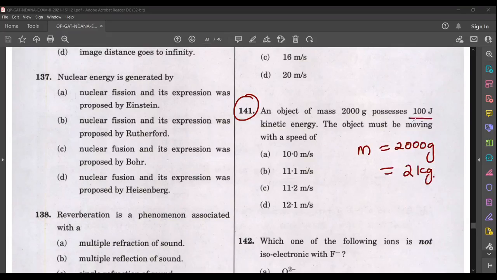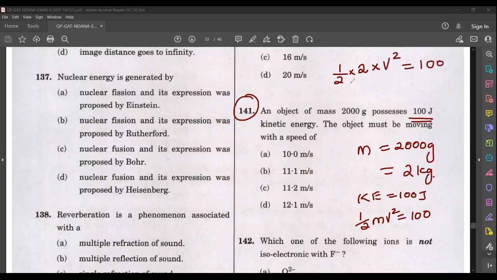Now, its kinetic energy they have given as 100 joule. We know the equation for kinetic energy. What is that? Kinetic energy is equal to half m v square. That is given as 100 joule. So very direct question. Half m is 1, velocity is what we have to find out. V square is equal to 100. So just solve this. V square is equal to 100, so V is equal to 10 meter per second.